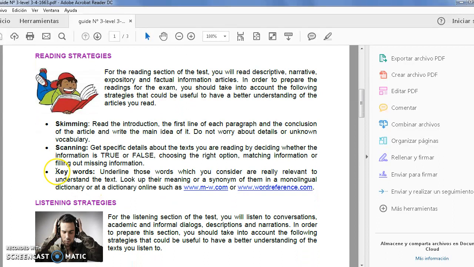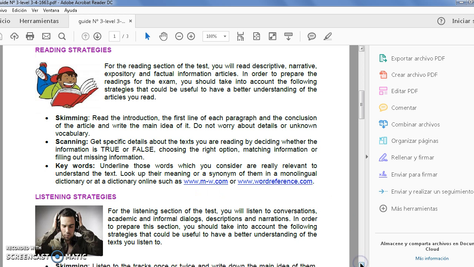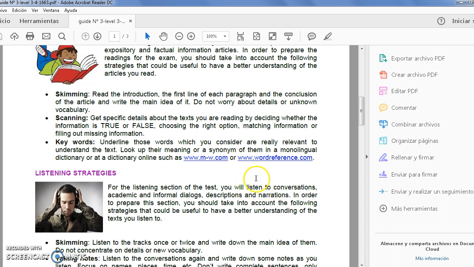And it is important to identify keywords. You underline those words or you highlight them, or you write them apart. In this case, you can write them down. If you consider them really relevant to understand the text, you can check their meaning or synonym at one of these dictionaries online. Of course, you can use a paper dictionary, but the idea is to do it quickly, so you can use a good dictionary online like these.